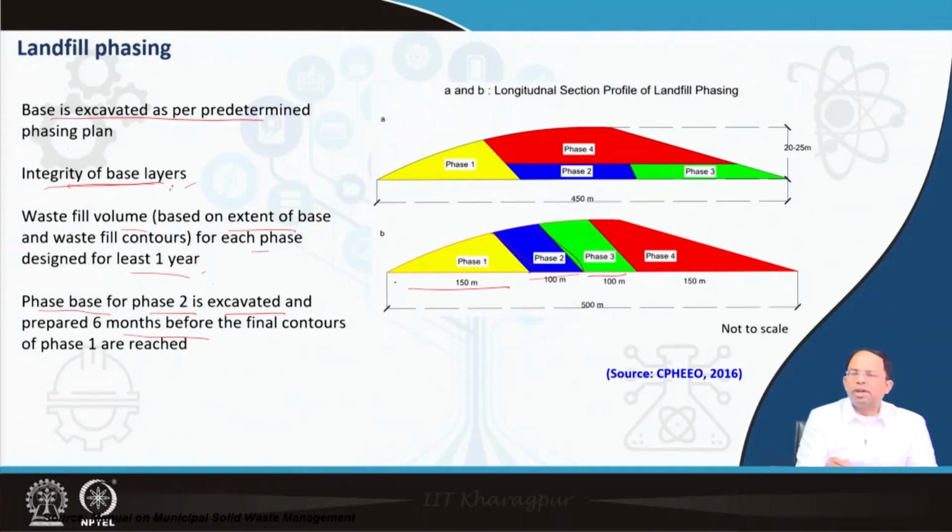Because phase 4 will require separate sizes of cells, so we have to design it separately. Plus, because at the end of 1 year we can put a cover over here and protect this area so that infiltration will not happen, and we only work on this area, so this becomes the active phase.